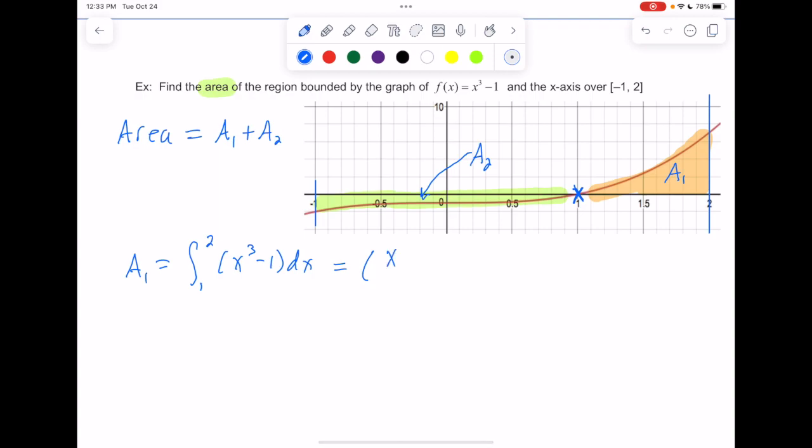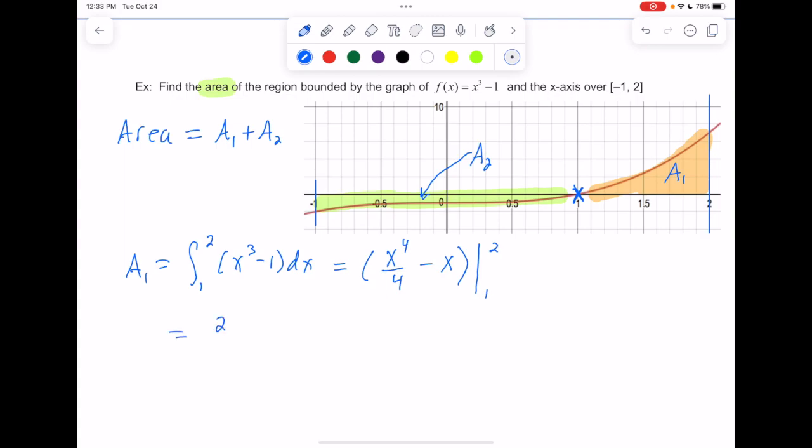So the antiderivative of x to the 3rd is x to the 4th over 4. And the antiderivative of a constant is that constant times x, so just minus x. And then we evaluate this from 1 to 2. So we do the plugging in, see what we get for that.